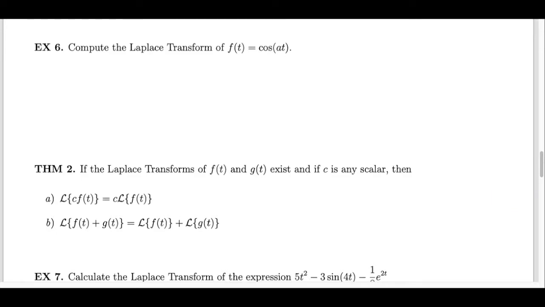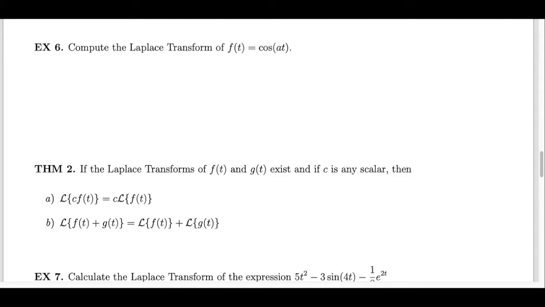In example 6, we're asked to compute the Laplace transform of f of t equals cos of t. Well, actually, a little more generally, cosine of some coefficient times t. And I'm going to use a little trick here. I could go ahead and just plug this function into the definition and then grind through the details.